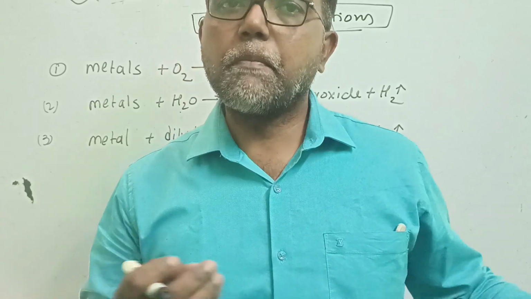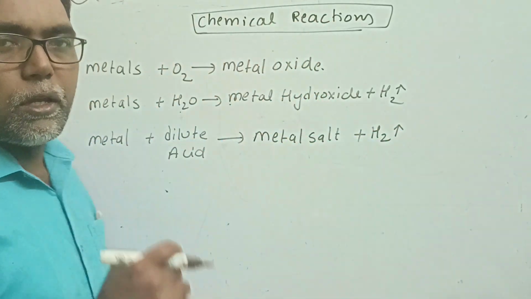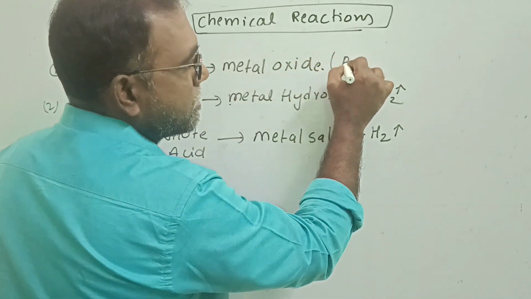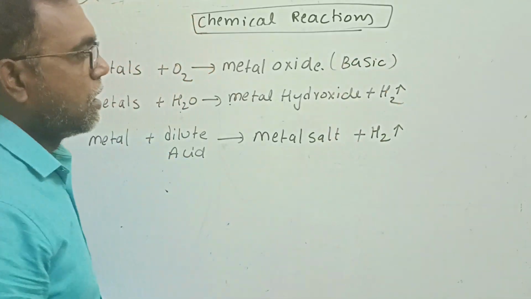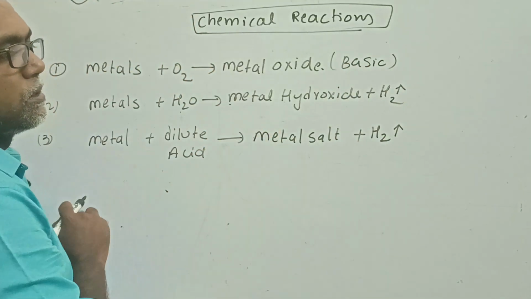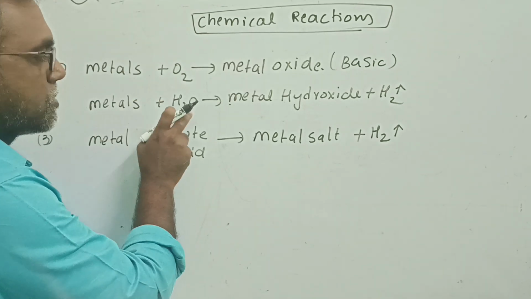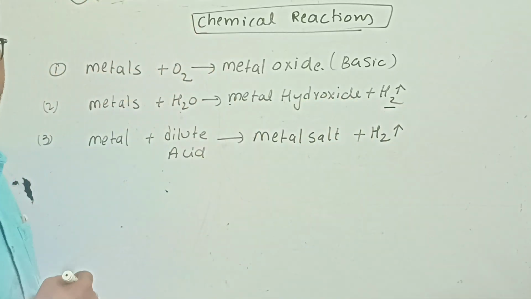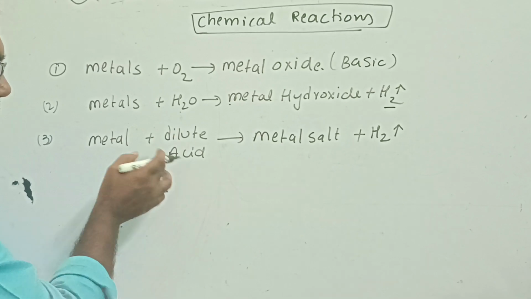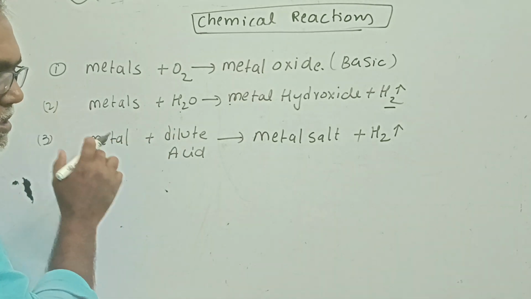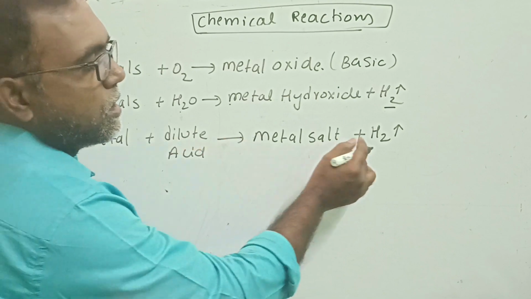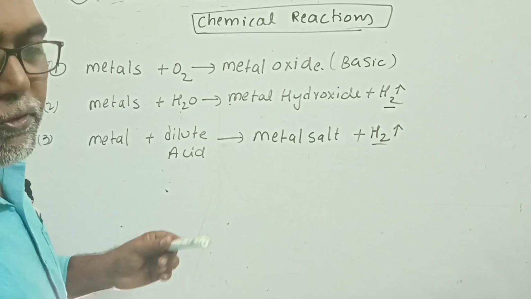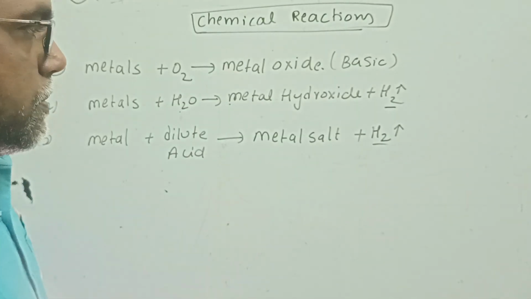Is element X a metal or a non-metal? If it is a metal, then definitely with oxygen it will give metal oxides, which are basic in nature. The second test: we can test with water, and if it releases hydrogen gas, which gives the pop sound, again we can say it is basic in nature. And the third test: metals react with dilute acids and release hydrogen gas. That reaction also we can do, to find out whether the given element is a metal or non-metal.